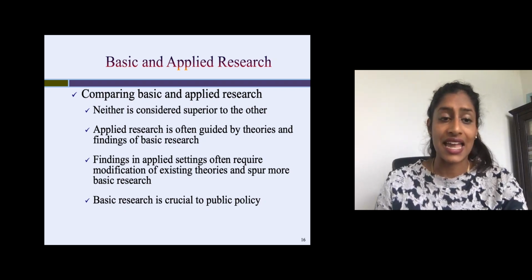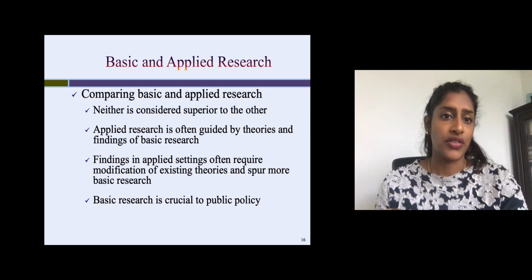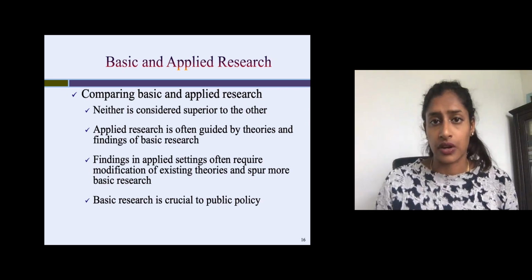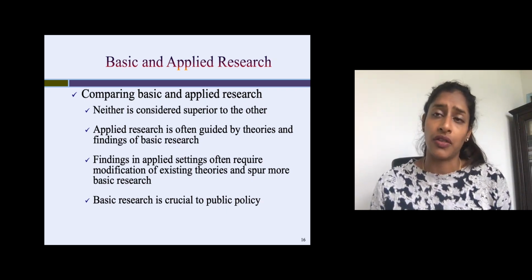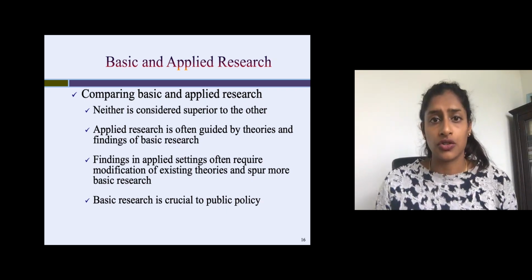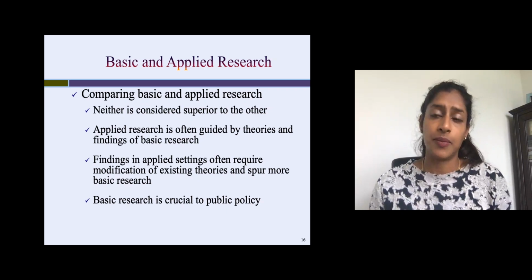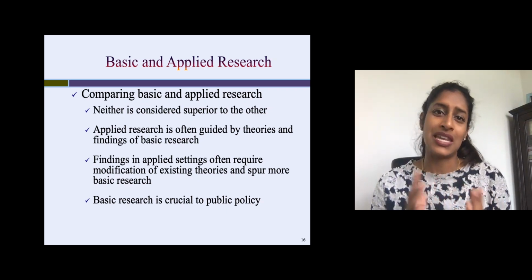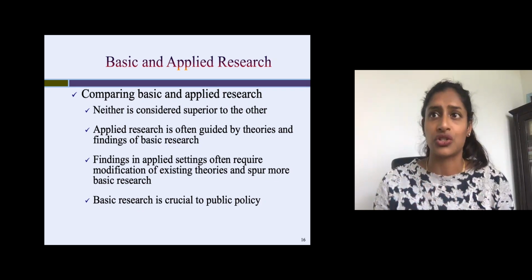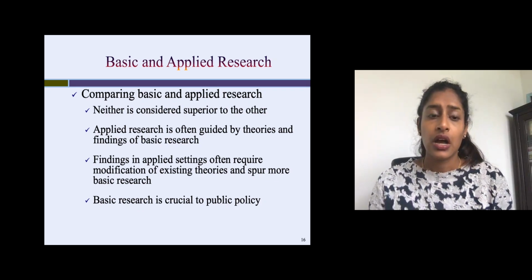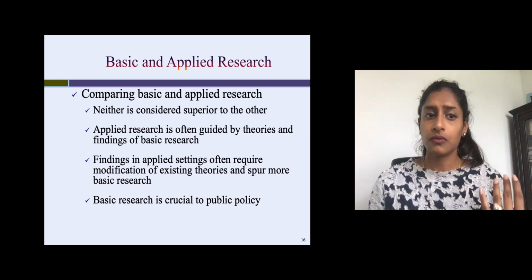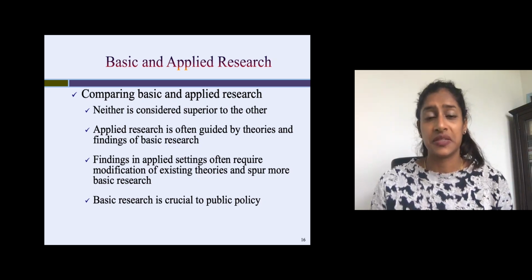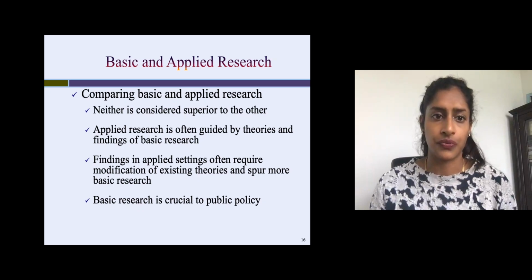So going back and comparing, what are the differences? Well, neither of these are superior to the other. We need both. And I think your video really addresses this. We need basic research. Basic research fuels applied research, right? So we need both types of research to occur. And so thinking about this, each has a very special place in research.